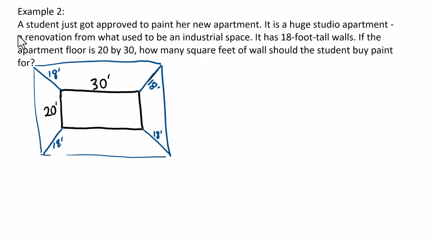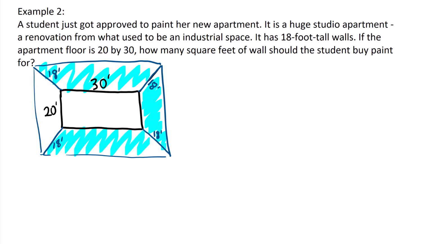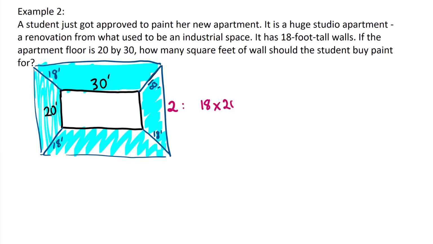That means that I need to figure out how much area each one of these walls is. To paint that, I need to multiply the length of the wall by the height of the wall for each side. So I have two walls that are 18 by 20 feet and two walls that are 18 feet by 30 feet.